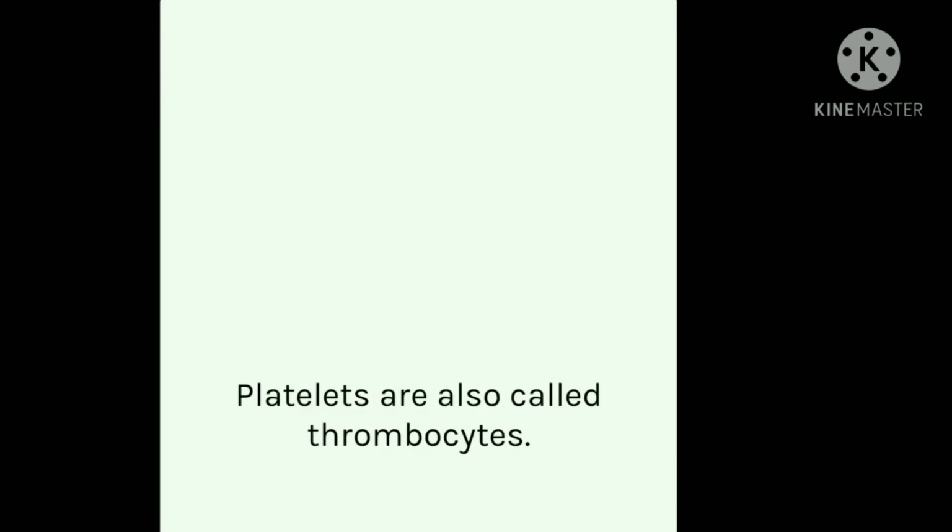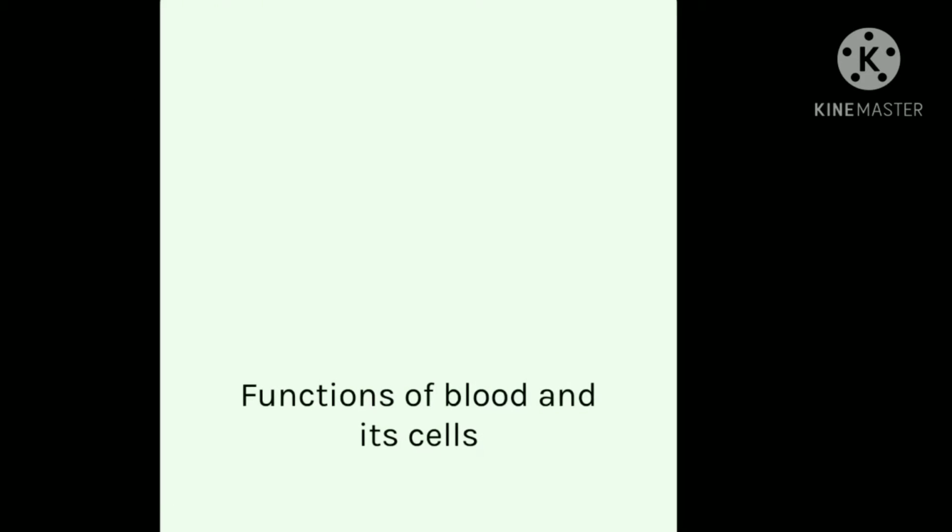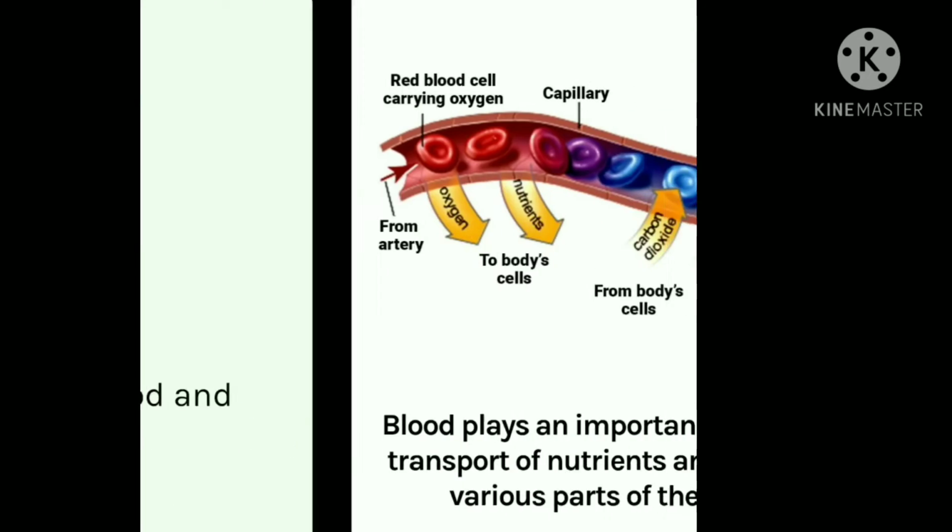Now we will see about the platelets. Platelets are minute oval or round structures. They do not have a nucleus. They are actually not cells but fragments of cells. So here you are able to see the platelets. Functions of the blood and its cells.